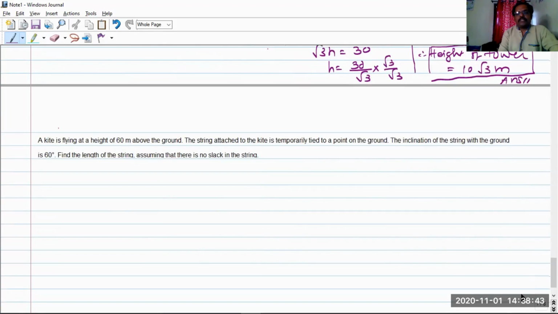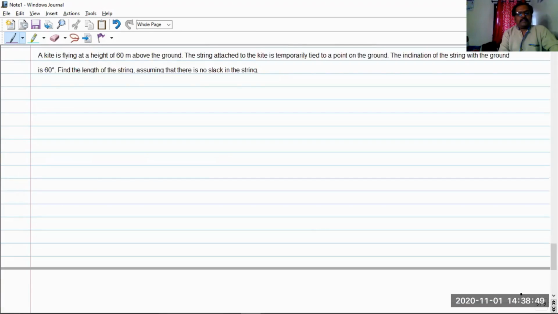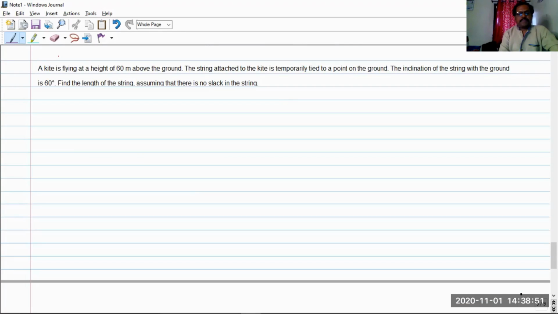So let's see the next example. It is an interesting part, that we very much like such type of example. That is the example of a kite. So all of you know what a kite is, and what we do with it. We fly the kite at the time of Sankranti, right? So let us see how trigonometry can be used in flying a kite, so that we can relate trigonometry to the kite, right? So let's see the sum. A kite is flying at a height of 60 meters above the ground, right?